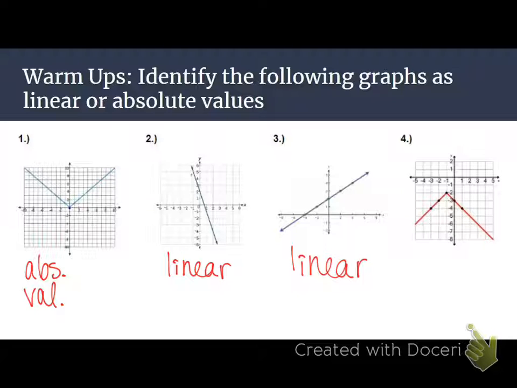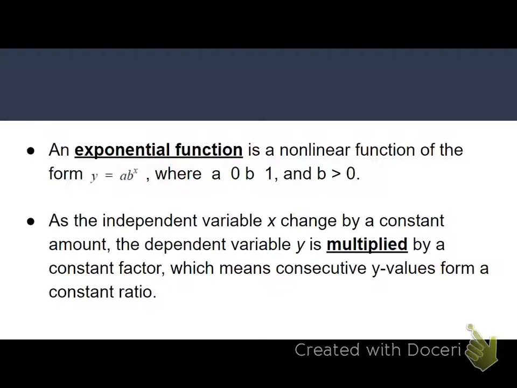is absolute value. So remember, absolute value graphs make some sort of V, whether it's facing up or facing down, some sort of V. Linear is just one straight line. Questions, concerns about linear versus absolute value? Okay, when we talk about exponential functions today, it will look even different from either of those.